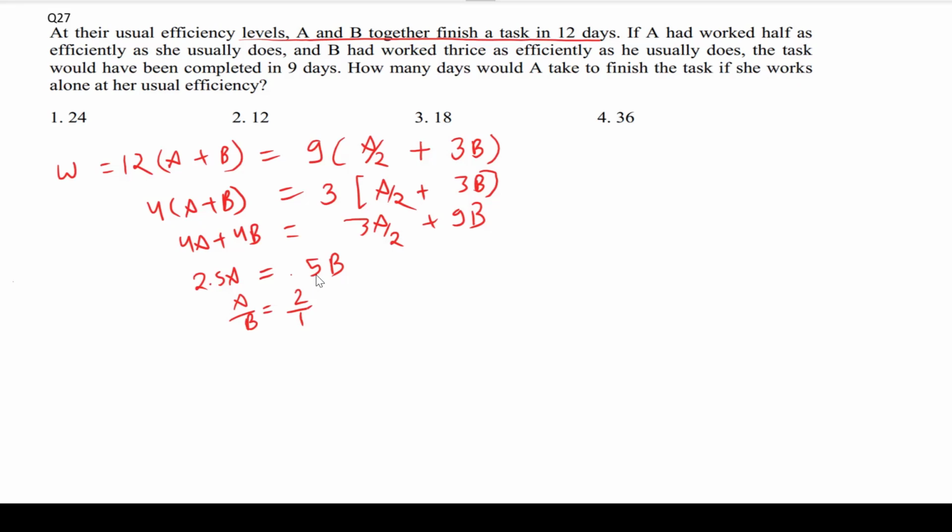2 is to 1. So how many days would A take to finish the task if C works alone at her usual efficiency? So A is 2x and B assume x. So work will be 12 times 2x plus x equals 36x, and now this is completed by A, that is 2x. So number of days will be 15.